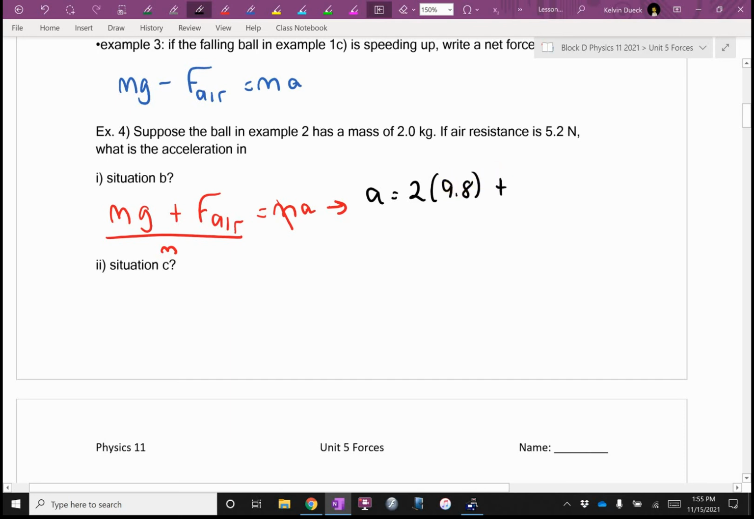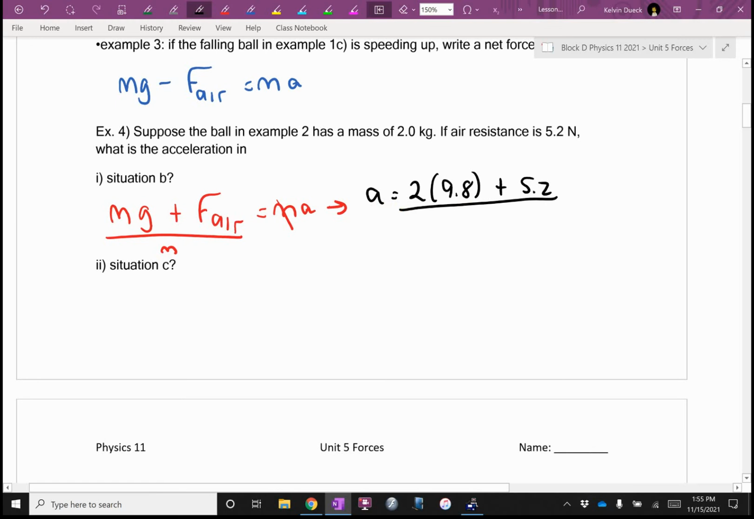And then plus, not minus. Can you see how, if this was a multiple choice question, someone might have gone minus F air? What's F air? Do I need to multiply that by 9.8? No, it's in newtons already. I'm good with that. This is a force.